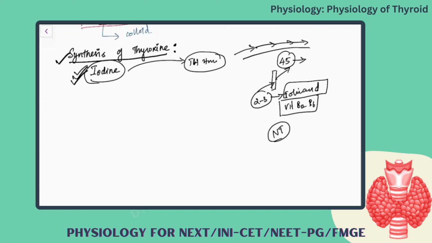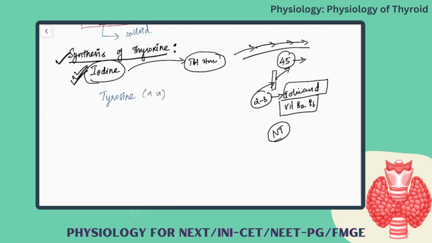First one, in the synthesis of thyroxine, we need tyrosine. What is tyrosine? It is an amino acid.